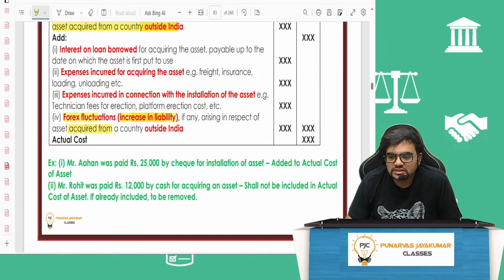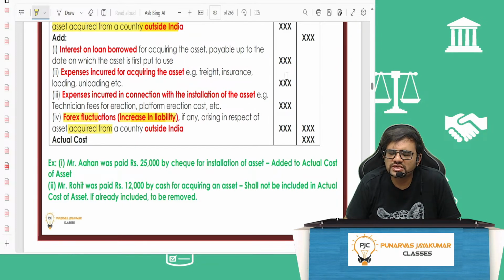Moving on, 3 other things are there. Here it's very simple. Expenses incurred for acquiring the asset. So when I am buying an asset, I have to pay the freight charges, insurance charges, loading, unloading. All this will be added to the cost of the asset because it is required to bring it to the current location.